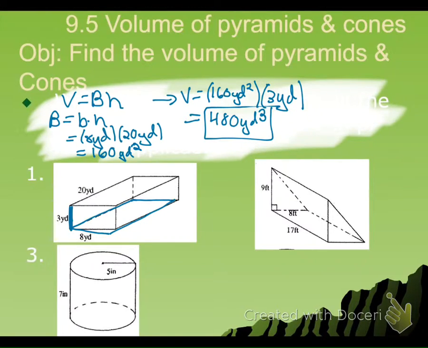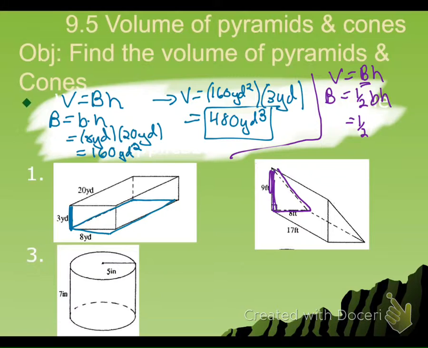Okay, next one up. Gabby. The volume for a prism is still base times height, so area of the base times the height. The area of the base of a triangle is 1/2 base times height. So that is this shape right here. Gabby, what are the base and height of this triangle? 8 feet and 9 feet. So half of 8 is 4 times 9.